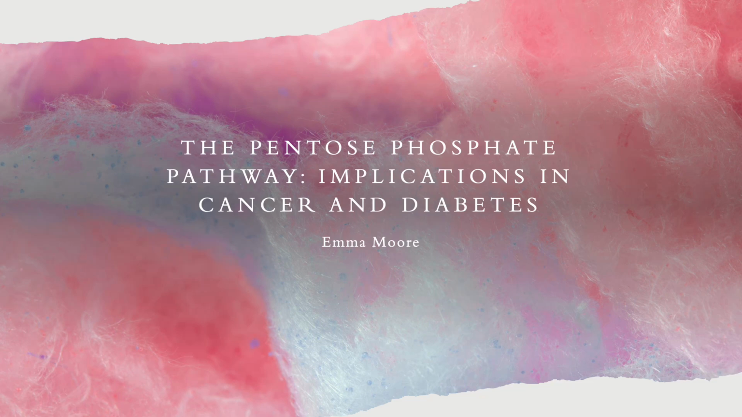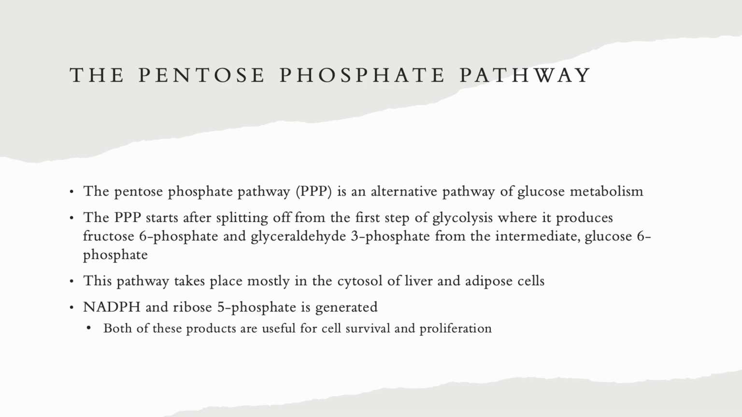So I'll be talking about the pentose phosphate pathway and its role in diabetes and cancer. First I'll be talking about the pentose phosphate pathway, which we learned about a couple weeks ago in chapter 14. The pentose phosphate pathway, or the PPP, is an alternative pathway of glucose metabolism.